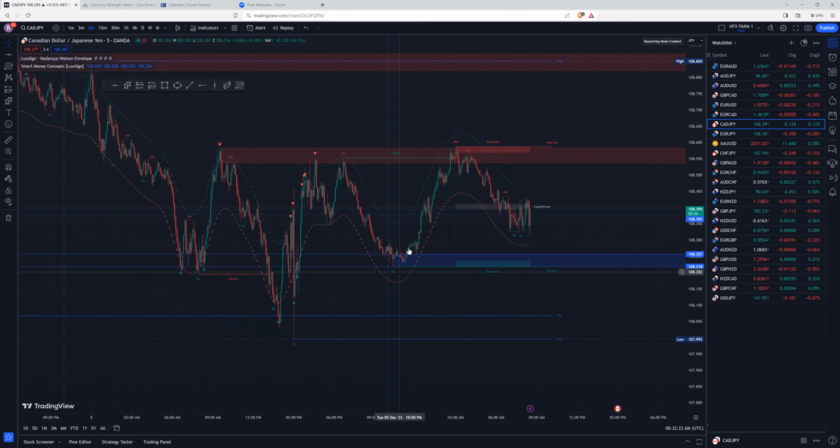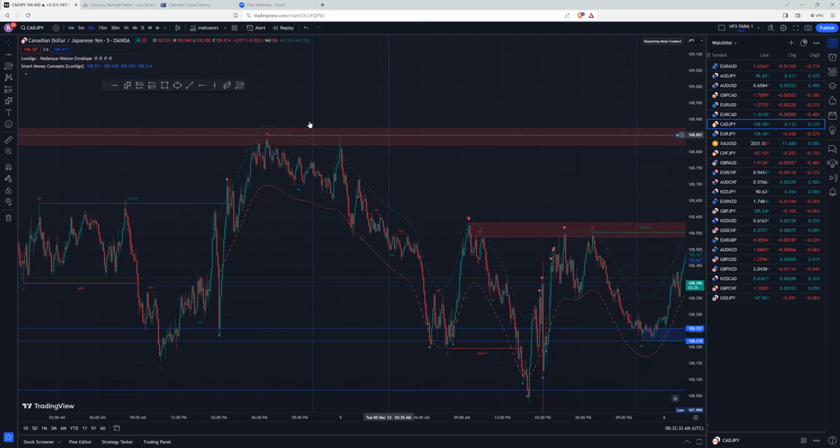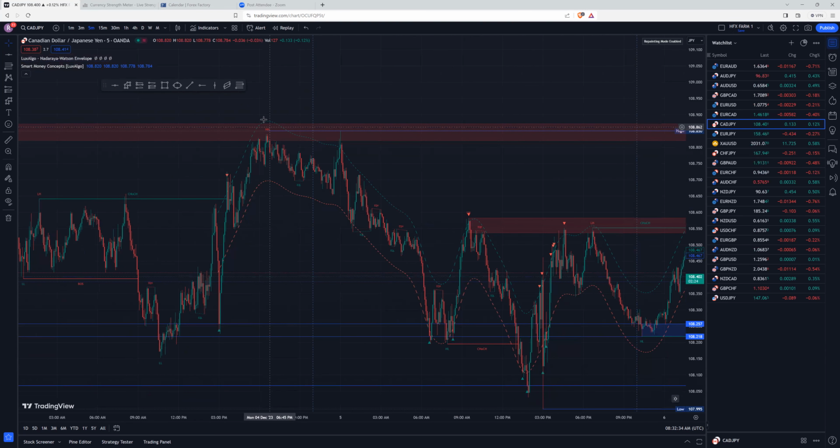So this area is a swing point. This area right here is a swing point. This area right here is a swing point. We have one swing point here. And for you to see another swing point, you go all the way to this place. This is another swing point. This is a swing point. This is a swing point. So these are the places we are looking for a huge reversal.